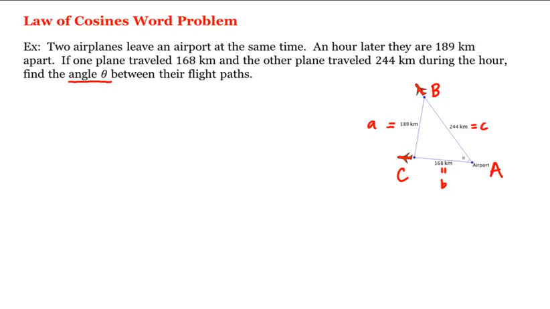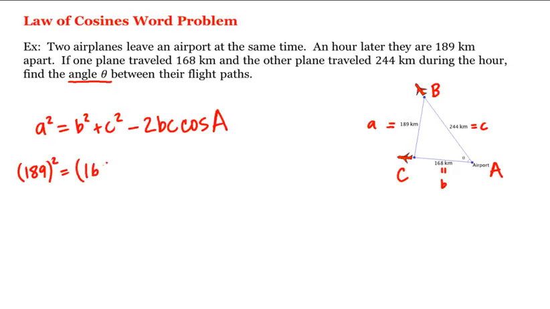So the following law of cosines formula can help us. a squared is equal to b squared plus c squared minus 2 times b times c times the cosine of A. And plugging in our information gives us 189 squared is equal to 168 squared plus 244 squared minus 2 times 168 times 244 times the cosine of A.